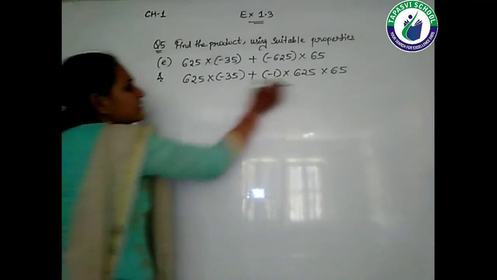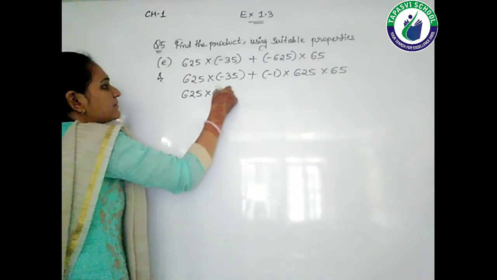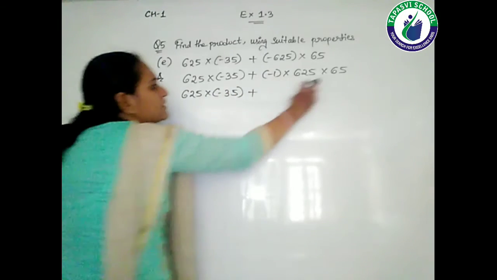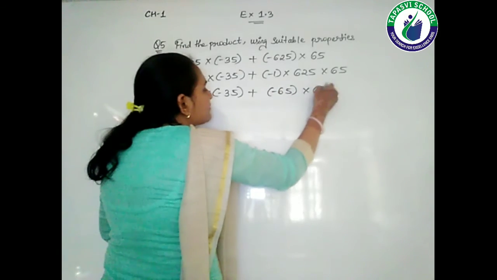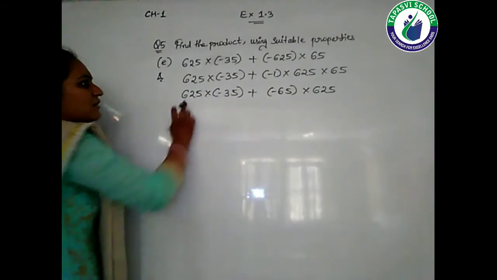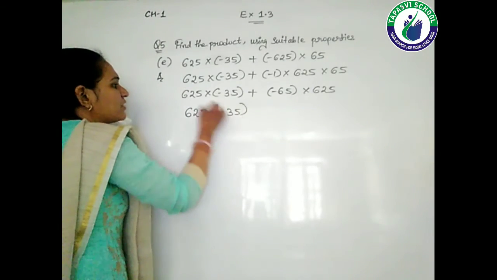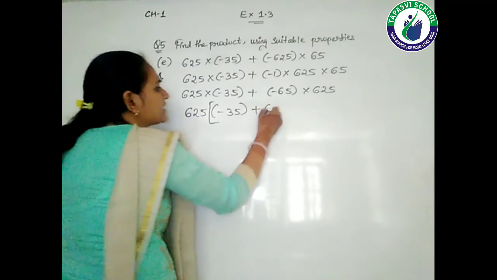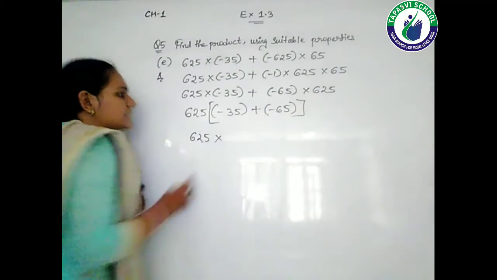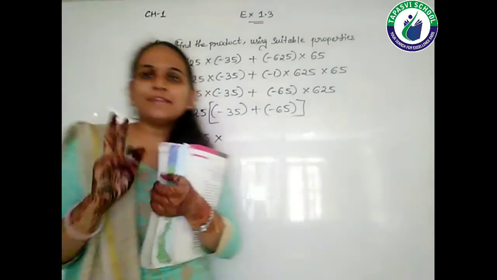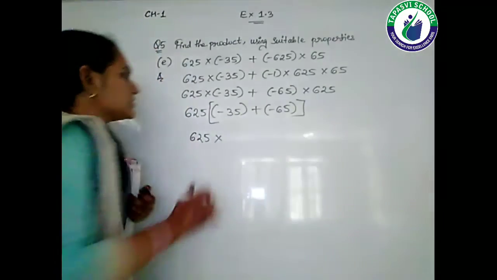Now you can have minus 625 as a common, but let's do one step further. Minus 1 and 65 becomes minus 65, and 625 will be there. Now in both multiplications 625 is common, so I am taking it outside. Now inside, what remains? Minus 35 and minus 65. Students, both have the negative sign, so they need to be added. 35 and 65, we will have to add them. So we will get 100.